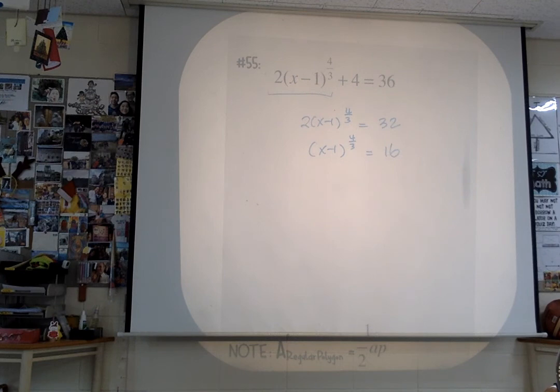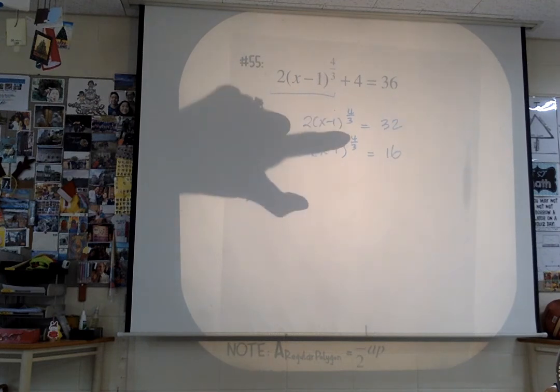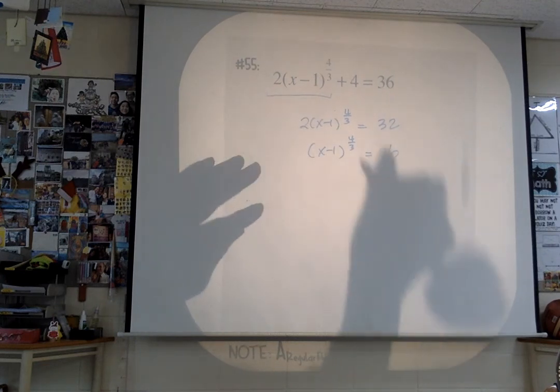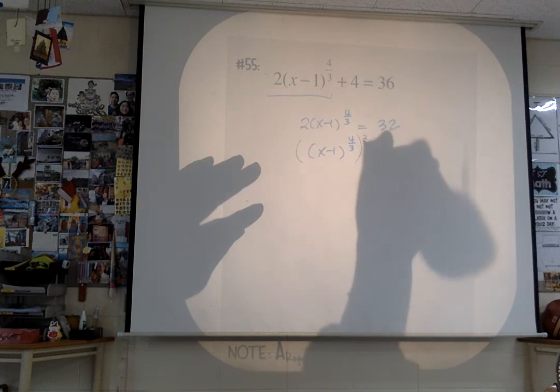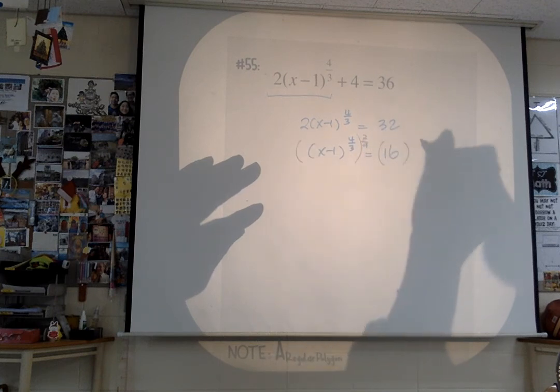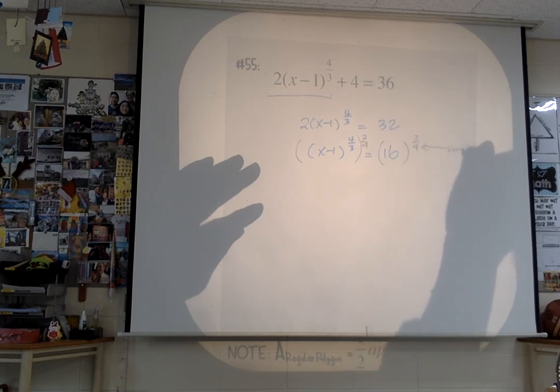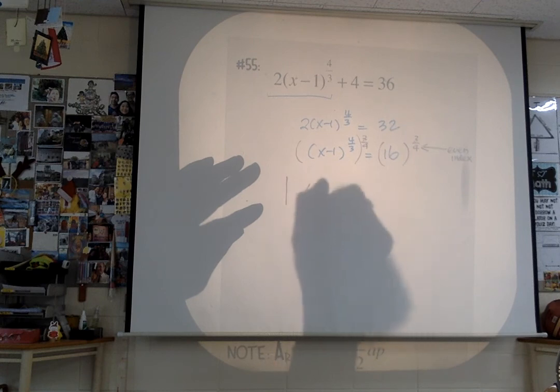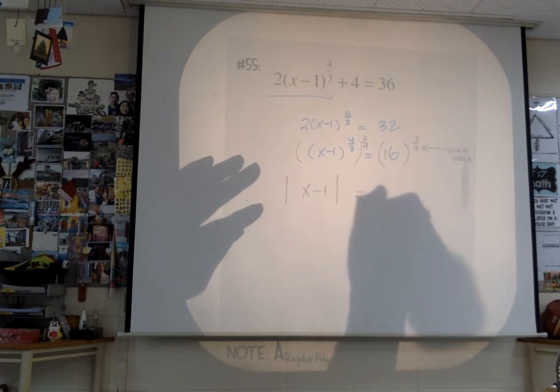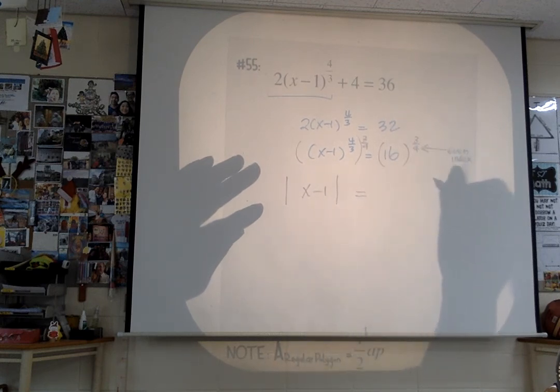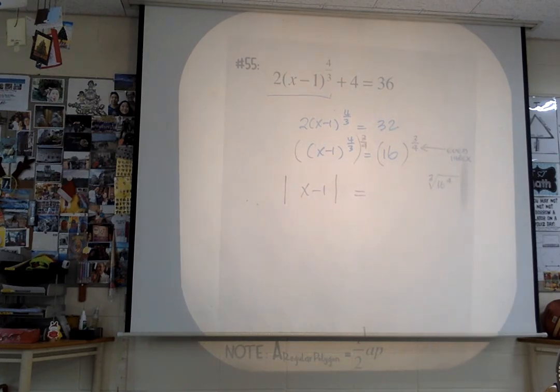Great. Now, this is 4/3, so the reciprocal of 4/3 is 3/4. Again, 3/4. Even index, right? So what do we need here? We need the absolute value of x minus 1 is equal to, but now try this on the side here, the 3rd root of 16 to the 4th.